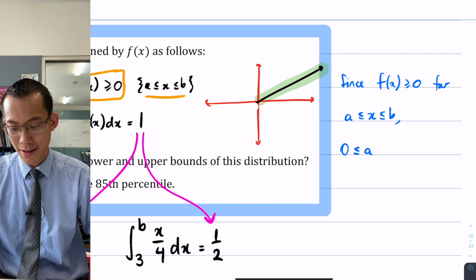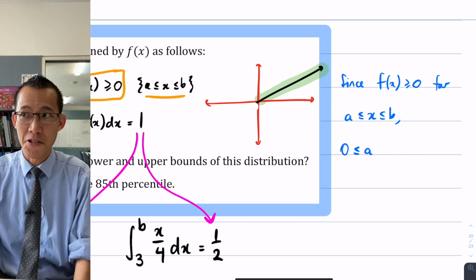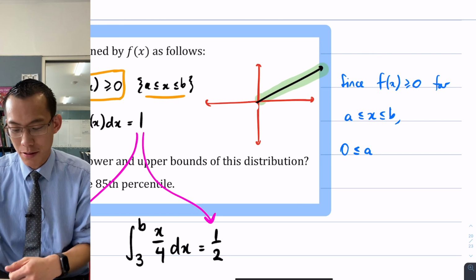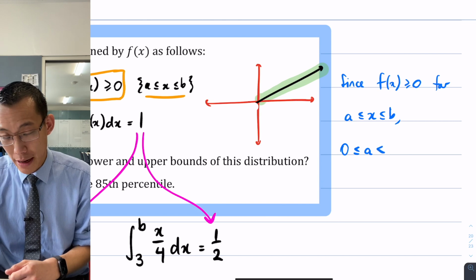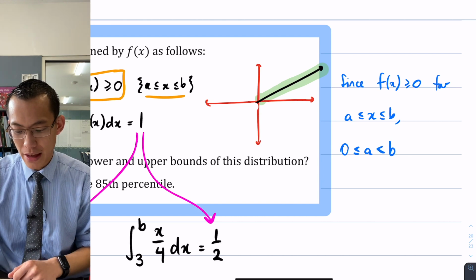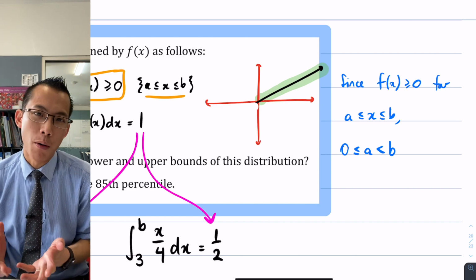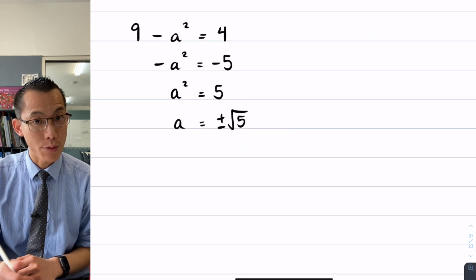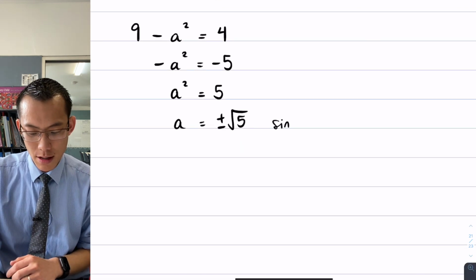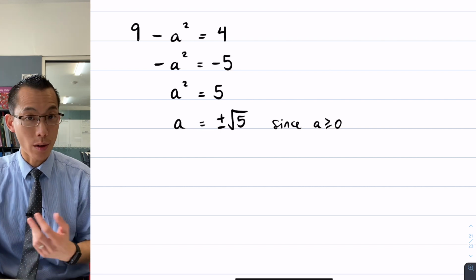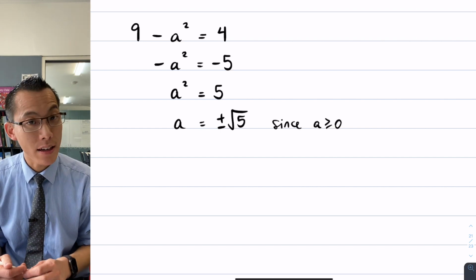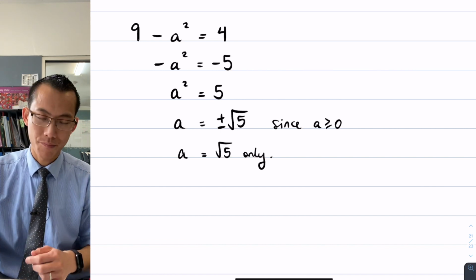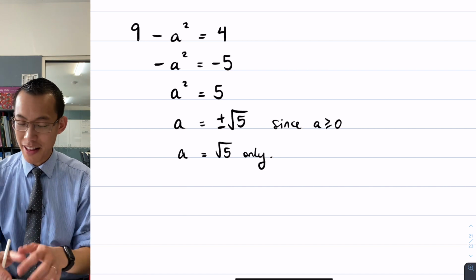I also know that a and b can't be equal to each other, because then the area of the probability density function couldn't possibly add up to 1. So a can't equal b, which is why I don't have the equality on that. It has to be bigger, right? But what's important is that means they're both positive. So now when I come over to here, I've got a equals plus or minus root 5, but since a has to be greater than or equal to 0, a can't possibly be the negative result. So a equals the square root of 5 only. Fantastic. So this is my lower boundary.